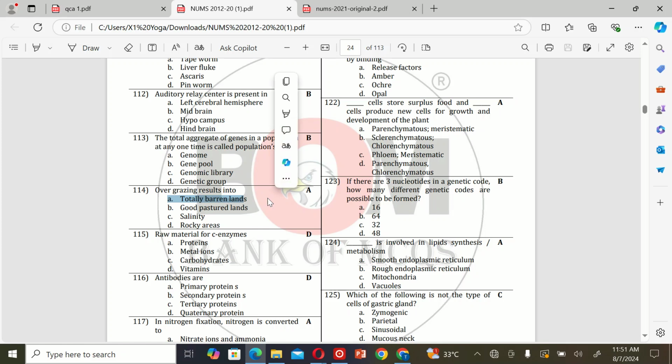The next MCQ is, raw material for coenzymes is A. Protein, B. Metalline, C. Carbohydrates, and D. Vitamins. So the correct option is D, vitamins.